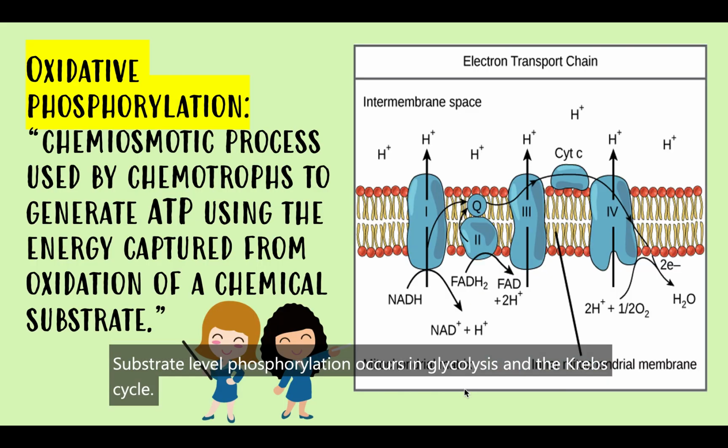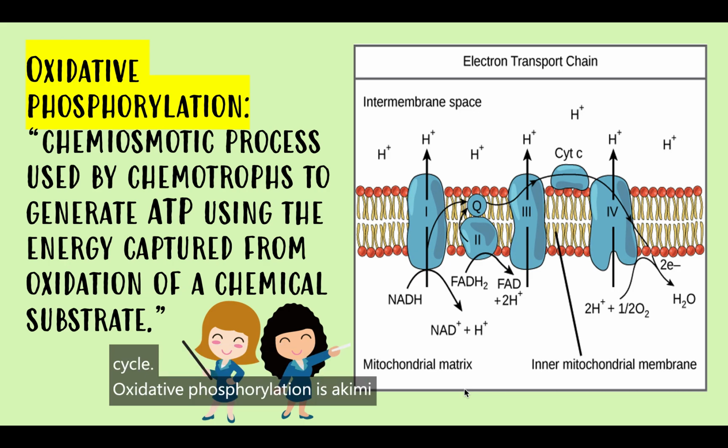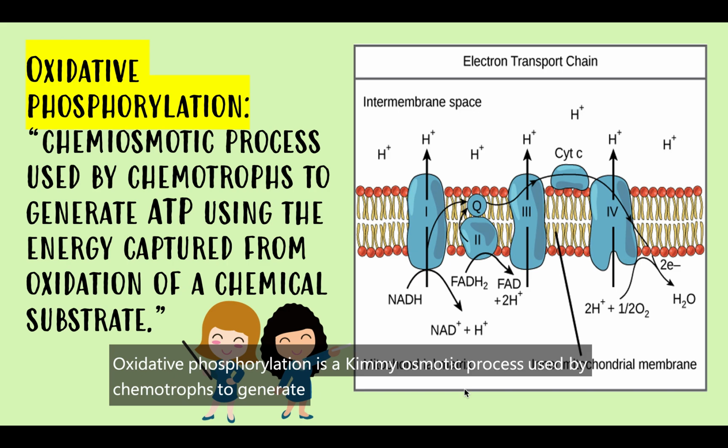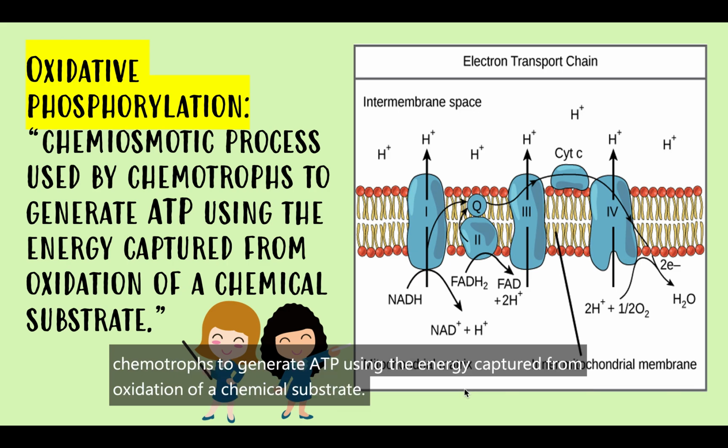Oxidative phosphorylation is a chemiosmotic process used by chemotrophs to generate ATP, using the energy captured from oxidation of a chemical substrate. Oxidative phosphorylation occurs in the electron transport chain.